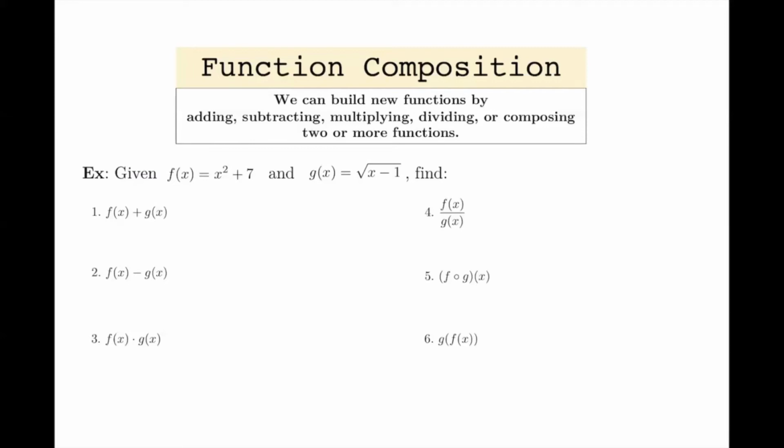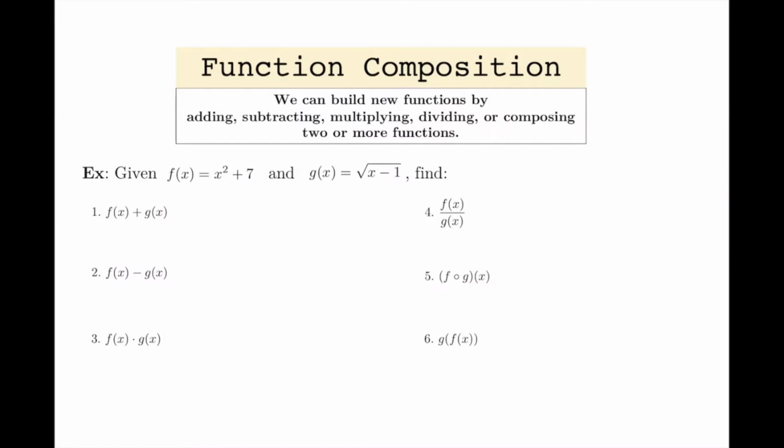Some functions can be thought of as the result of either adding two functions together, subtracting one from the other, multiplying two functions, maybe even dividing them. Another way that we can combine functions together is by what's called function composition. We can also build new functions by taking two separate ones and adding them, subtracting, multiplying, dividing, or composing them. So let's briefly review how we can combine two functions together in order to create a new function.